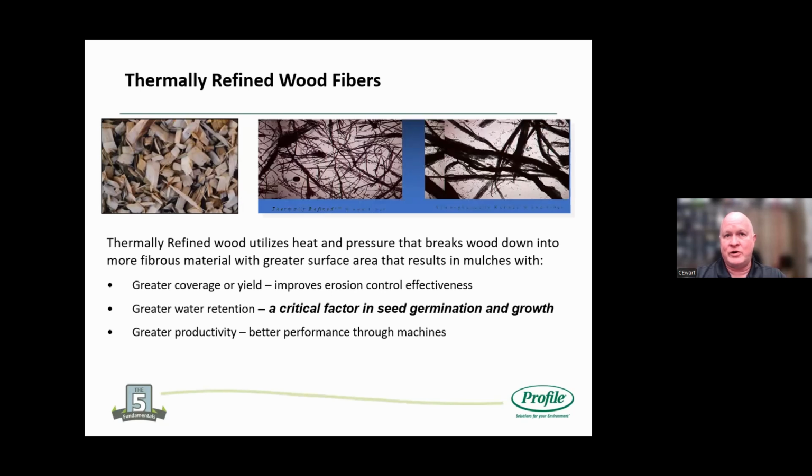So thermally refined wood uses heat to break it down. So we take a wood chip, as you can see in that top picture. When we process it, it's coming from chips from the furniture industry. It's usually a blend of hard and softwood. We put it through a big steamer, pressurize it, and then it goes through a couple of mills that will grind the fibers out. And we end up with a fiber like you see in the middle and end pictures. And what this does is you've got those nice little tendrils on it. It keeps the moisture at the soil level and creates the perfect environment for seed germination and growth.